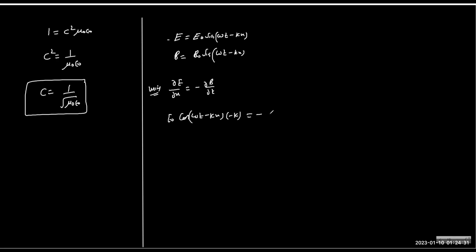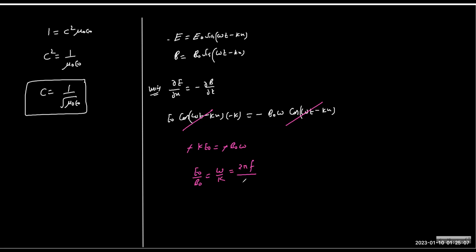And if you differentiate the B, what will we get? Minus B naught omega cos. The complete silence is saying that none of you are getting it. So minus k E naught is minus B naught omega. Yes, E naught by B naught is omega by k.